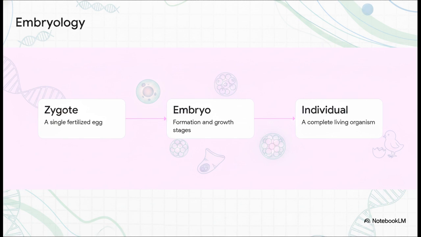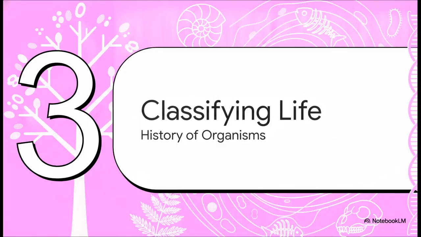It literally starts from step 1, a single fertilized egg, a zygote, and maps out every single crazy stage of growth until you have a fully complete individual. A classic example of this in action is observing the continuous day-by-day development of a little chick growing inside an egg. Section 3. Classifying life and history.